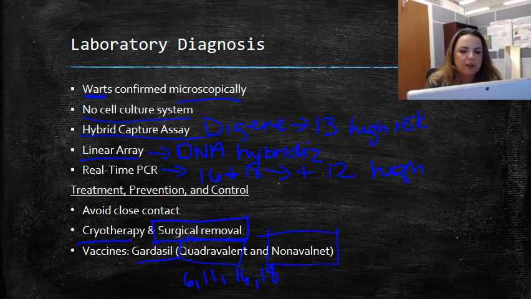And then there's nonavalent, and that's going to protect against 9 different ones. So we still have the original 4: 6, 11, 16, and 18. But then in addition to those, it protects against 31, 33, 45, 52, and 58, which means you're getting a lot of protection against HPV, basically.